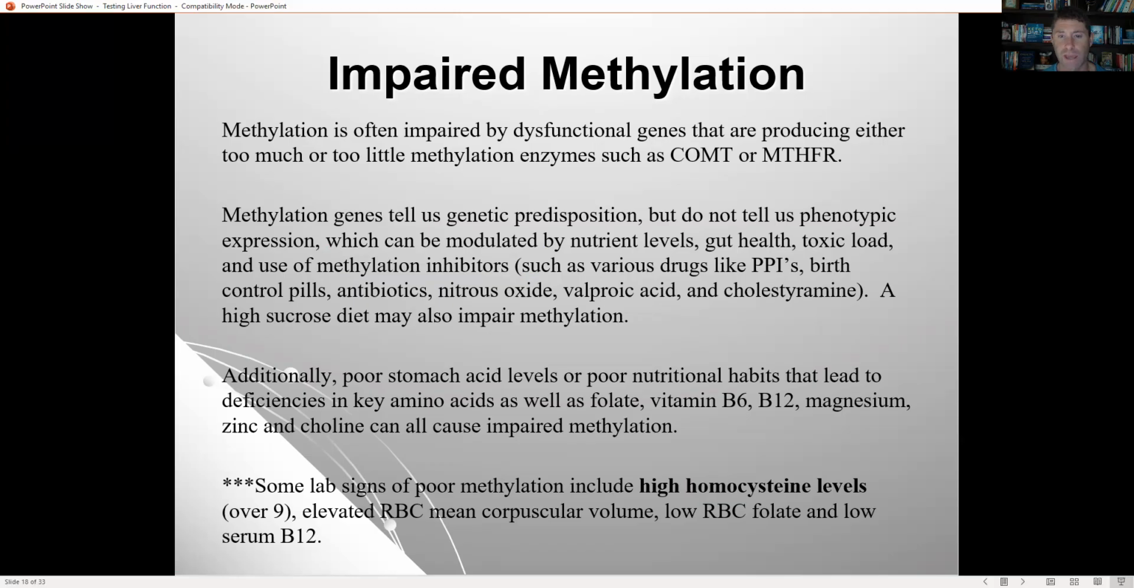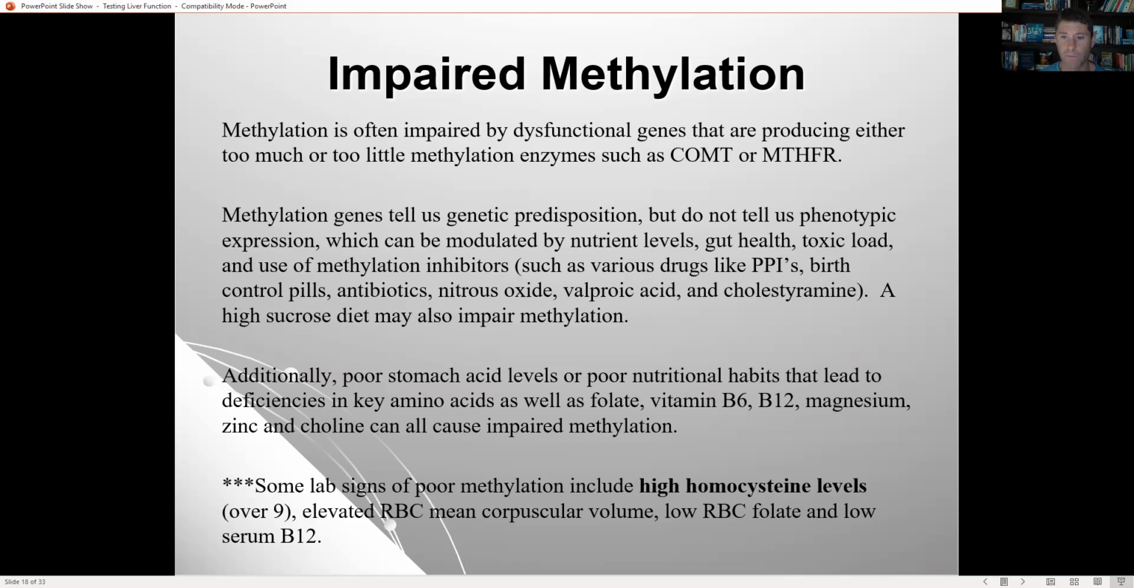Methylation genes tell us genetic predisposition. That's important because a lot of people will think, oh, I have MTHFR, I'm in trouble. I can't methylate. I'm going to die early. I'm going to get sick. That's not necessarily true because it does not tell us your phenotypic expression, how your body's expressing those genes. And that can be modulated by nutrient levels, gut health, toxic load, and the use of methylation inhibitors like drugs such as PPIs, proton pump inhibitors, birth control pills, antibiotics, nitrous oxide, valproic acid, and cholestyramine can all inhibit methylation. Also, a diet high in sugar, and particularly a sugar type called sucrose, may also impair methylation.